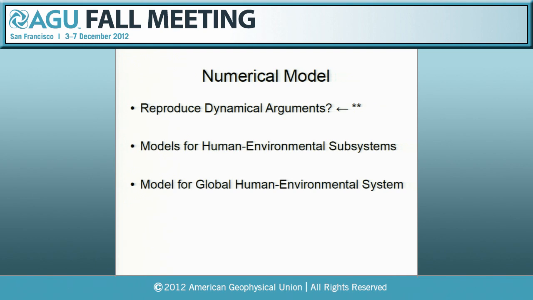I just want to talk very briefly about a numerical model, which is in its initial stages, but basically I feel that these dynamic arguments I've given you are a starting place to start looking at the dynamics of this coupled system and potentially trying to make some predictions about things that we can predict. And so this first step would be to take these dynamical arguments and, within some sort of model that's not completely crazy, try to reproduce what they're saying. And then the next steps would be to take those ideas and extend them to modeling actual Earth subsystems and eventually the global Earth.